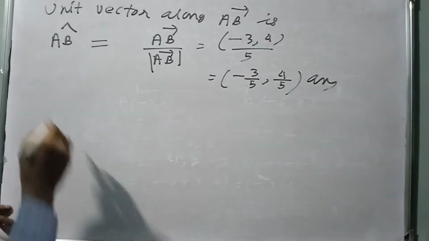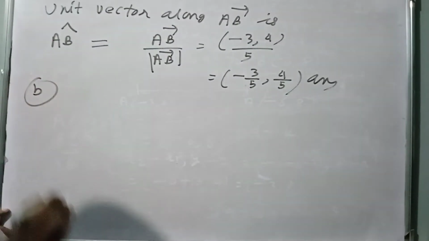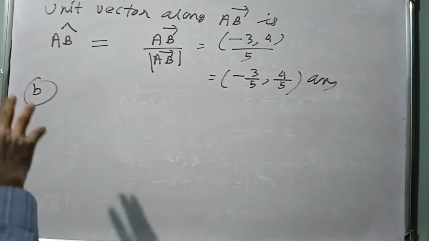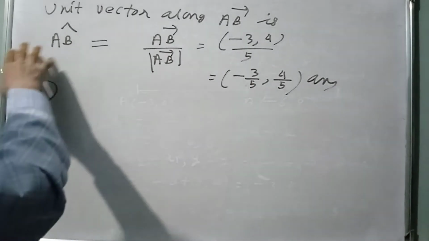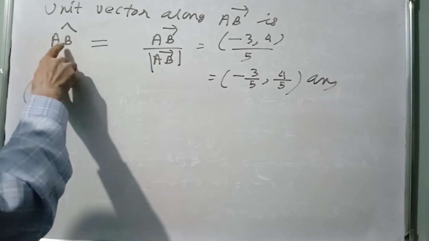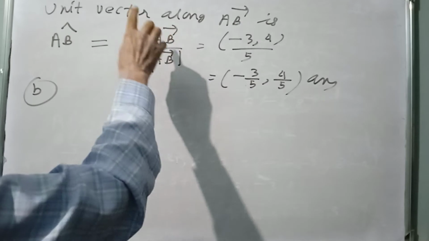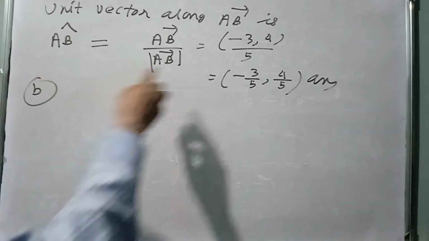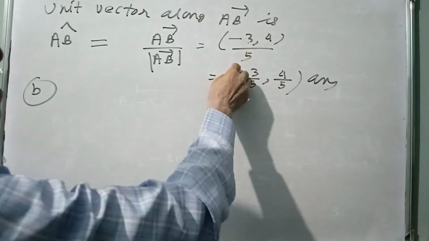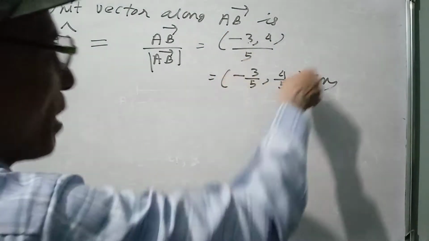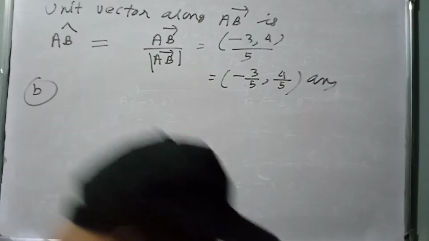Another point related to vectors: first of all find vector AB, then find the magnitude or modulus, then the unit vector along AB equals AB cap equals vector AB by modulus AB. Minus 3, 4 by 5, that is minus 3 by 5, 4 by 5. Its value is 1 unit.